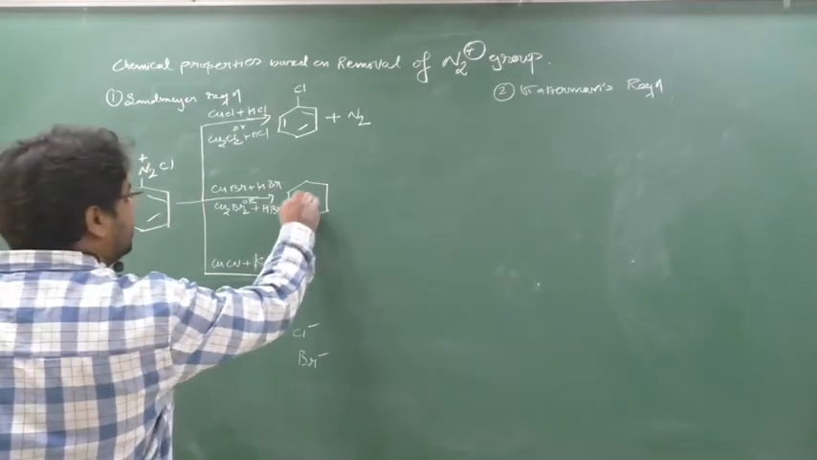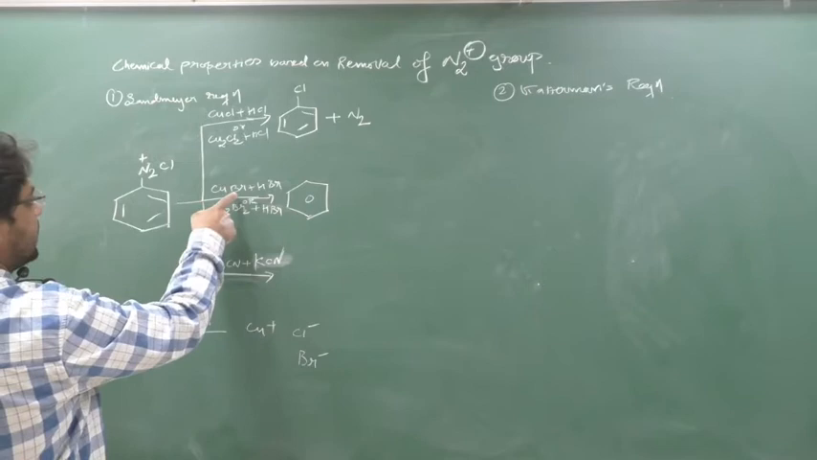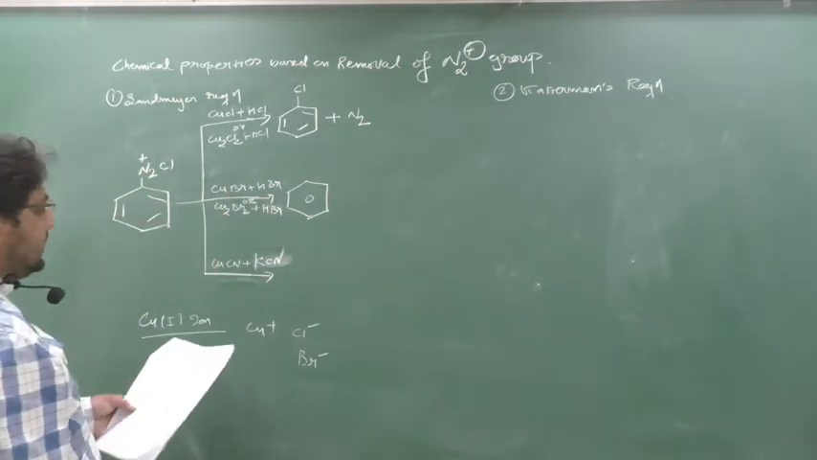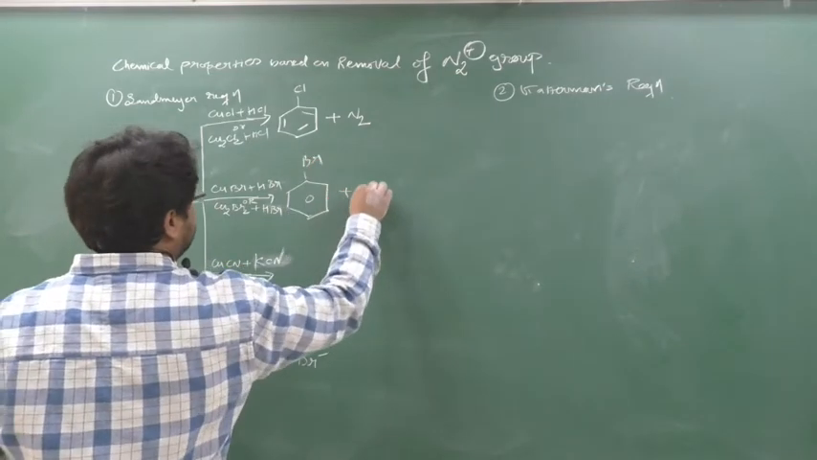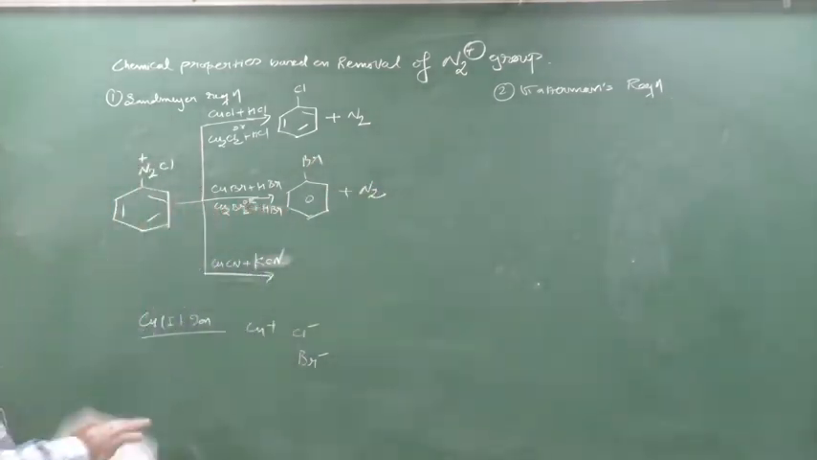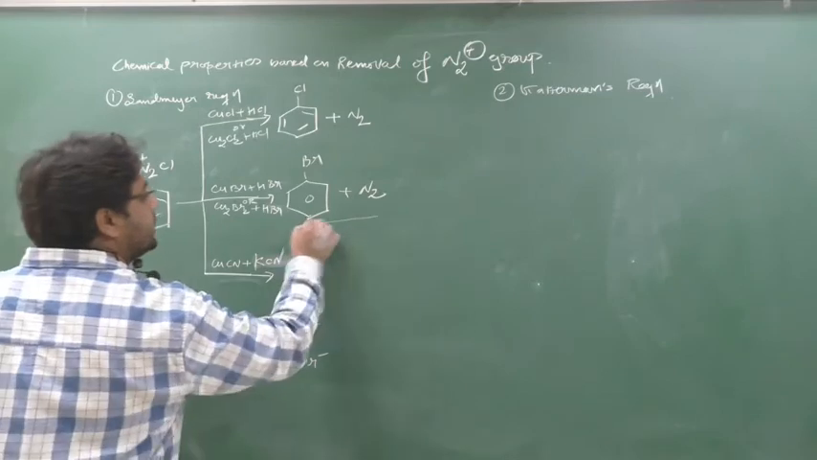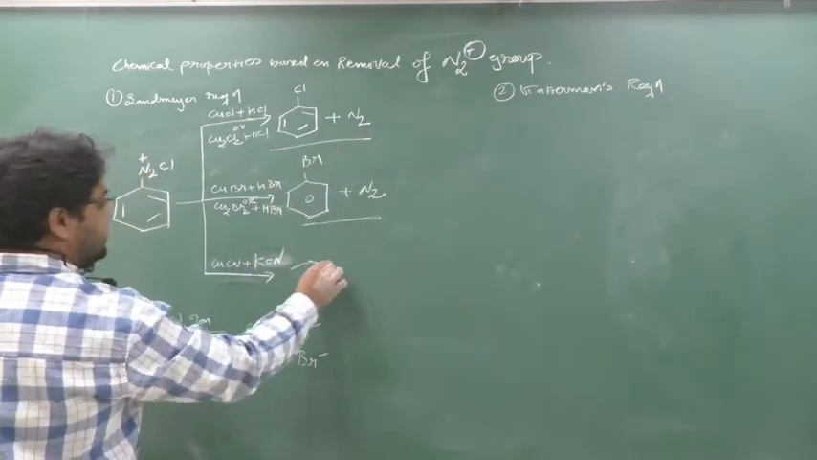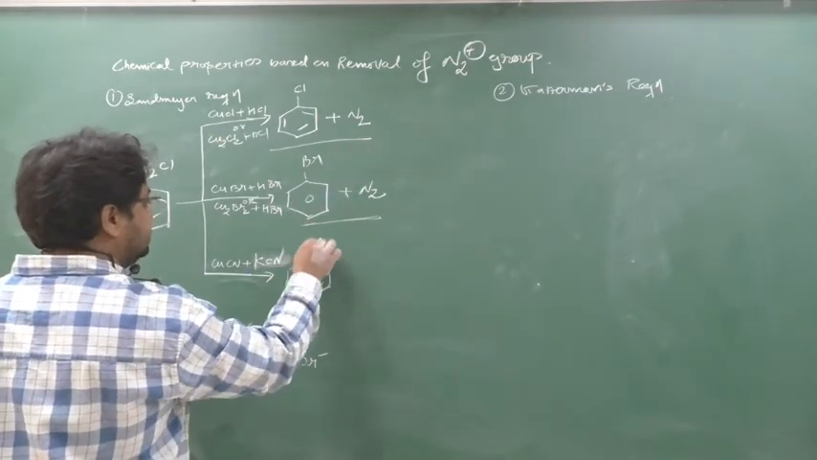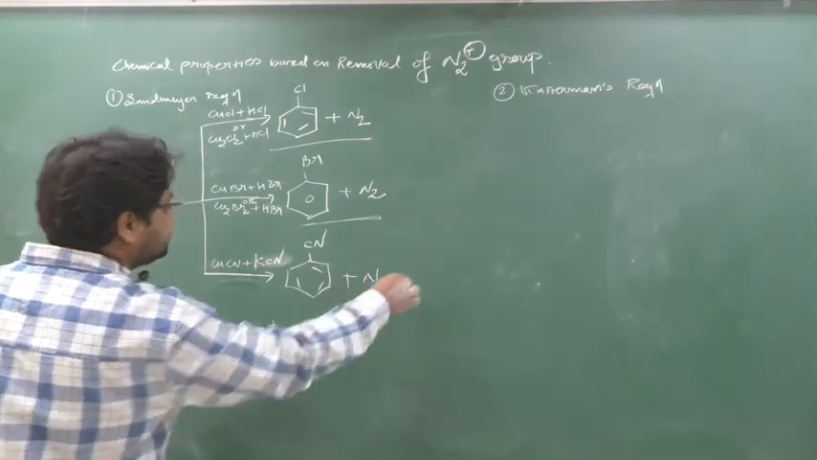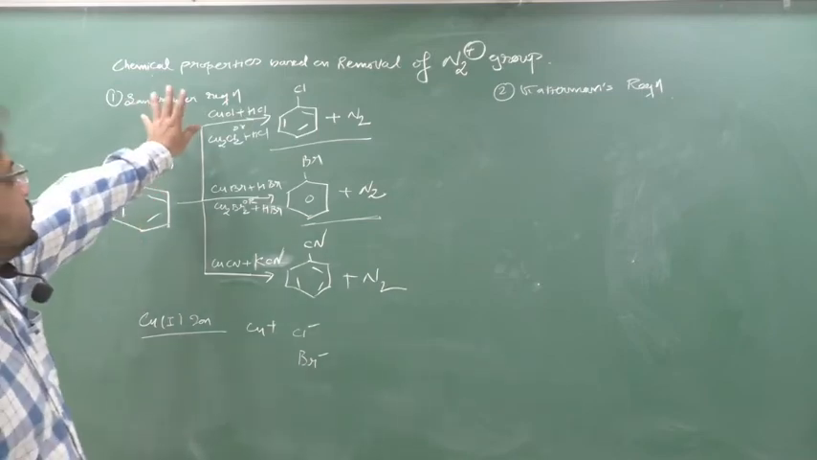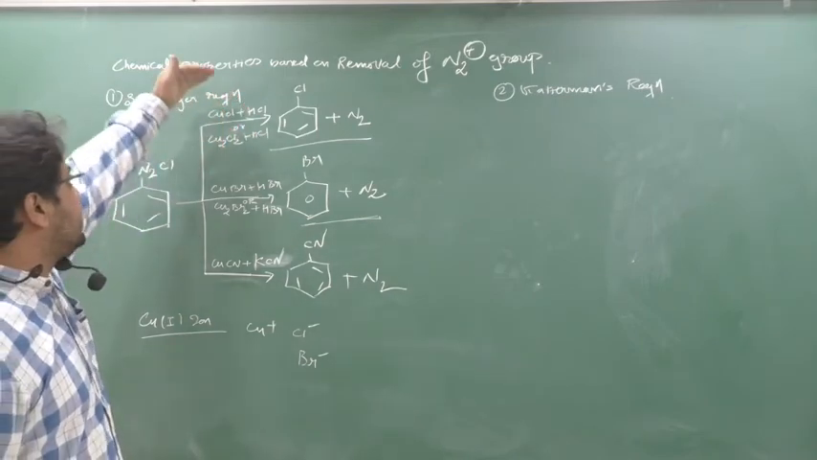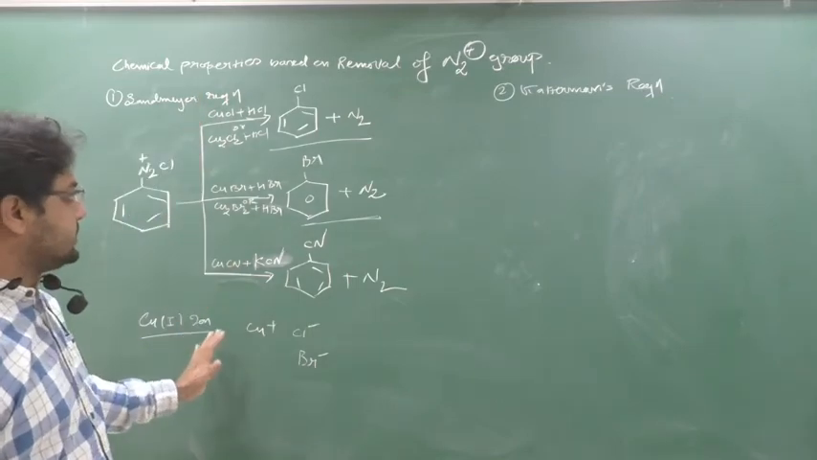So when you react here with bromine, what will you get? Br plus nitrogen gas. Some other byproducts are also coming, but that is not important. This is important: here you will obtain CN plus N2. So when benzene diazonium salt reacts with CuCl and HCl, copper 1 chloride, that reaction we call a Sandmeyer reaction.